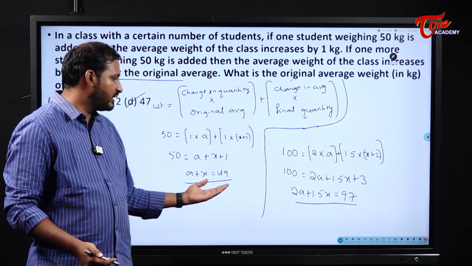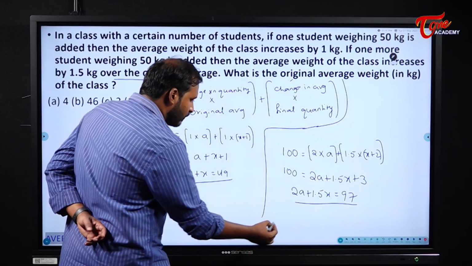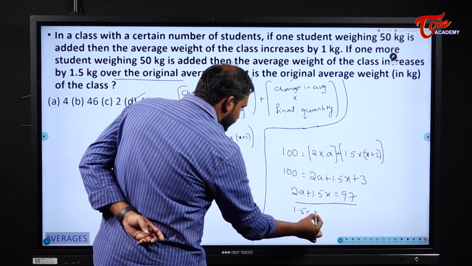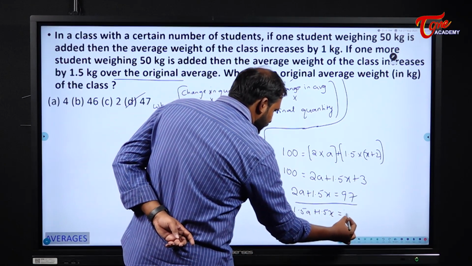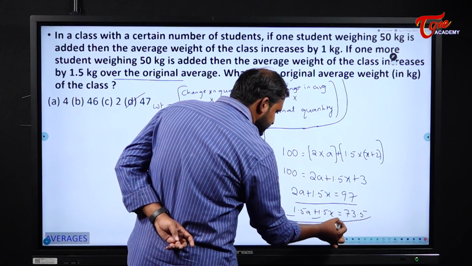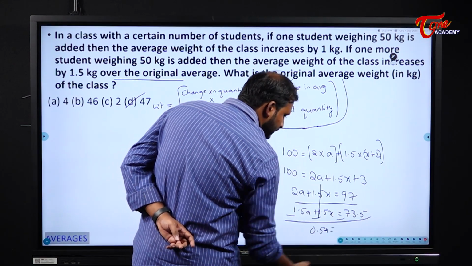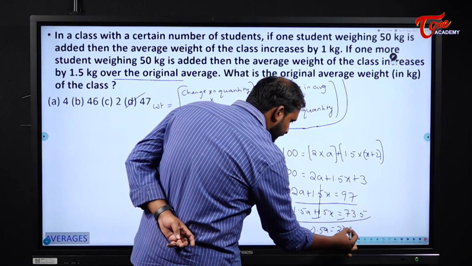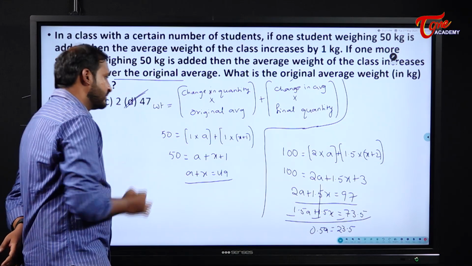To get a, what I have done, I have multiplied this equation with 1.5 and subtracted from this one. So what I have got here, 1.5a plus 1.5x is equal to 73.5. So when I subtracted these things, these two get cancelled and I have 0.5a is equal to 23.5. So what I got, a is equal to 47 kgs, the same 47 kgs.